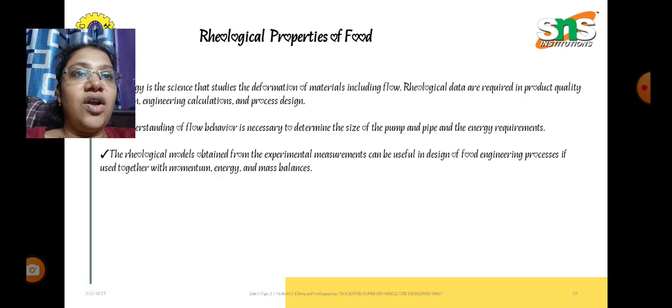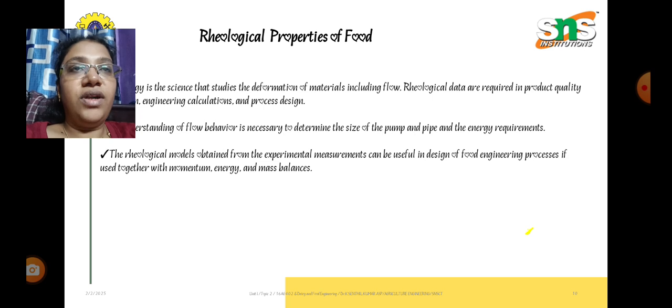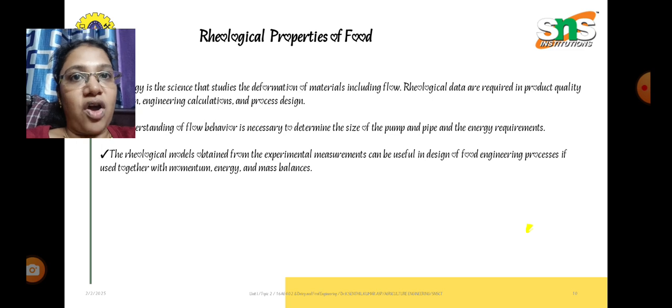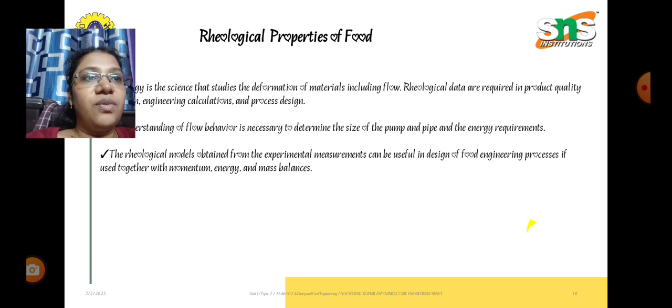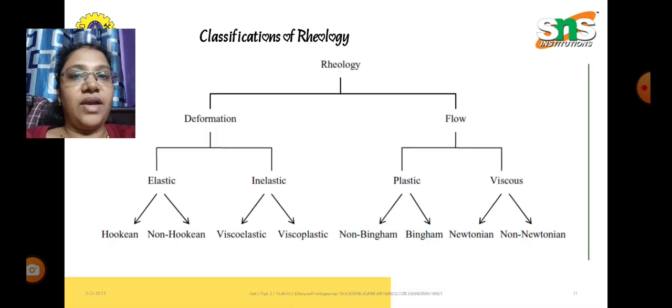Next, the third and last one is the rheological property. We all know rheology is the deformation of materials including flow. So the flow of any food we relate as the rheological property. These are required in product quality, in engineering calculations, and in designing the process of any food. Understanding flow behavior is mainly used to determine the size of the pump and the pipe and the energy requirements. With energy and mass balances, we can experimentally measure what type of models can be used in designing the food process equipment.